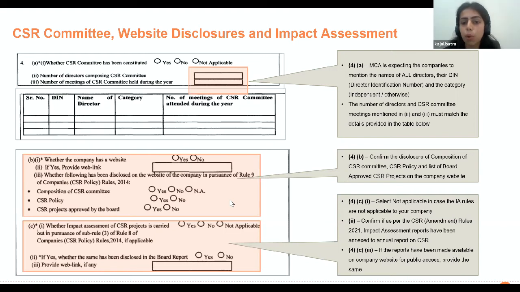Point 4B is asking for details on website disclosures. As mentioned under the CSR rules, all companies that have a website must disclose the CSR projects, the CSR committee composition, and the CSR policy on their website. These details have to be made available for FY21 as well.